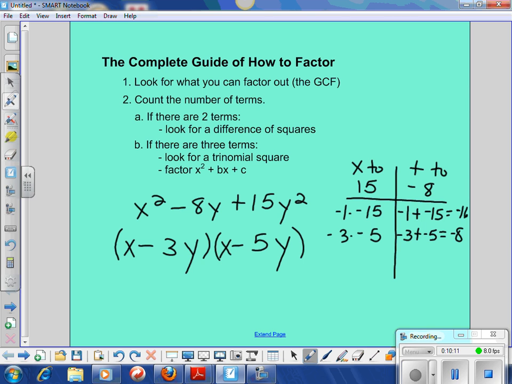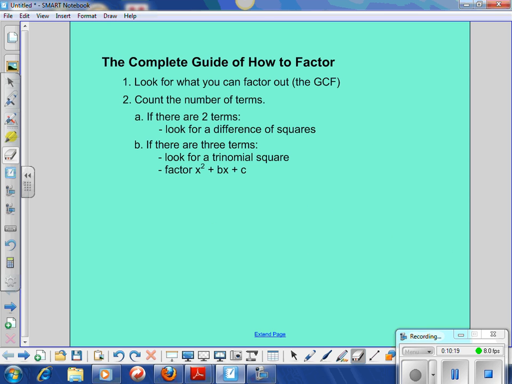Let's try the third scenario that we can have. And that would be if we have two negative signs. One in the middle. So let's do x squared minus xy minus 2y squared.